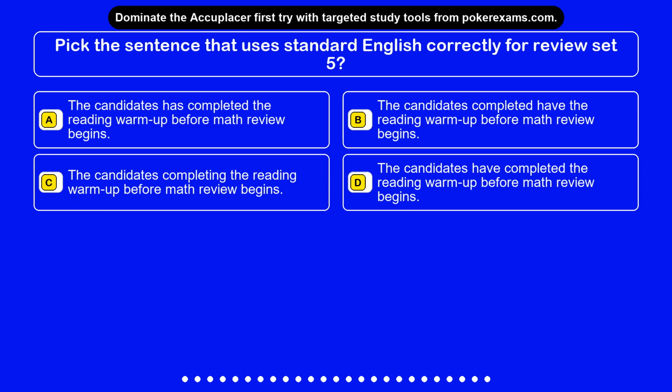Question 20. Pick the sentence that uses standard English correctly for review set 5. Option A. The candidates has completed the reading warm-up before math review begins. Option B. The candidates completed have the reading warm-up before math review begins. Option C. The candidates completing the reading warm-up before math review begins. Option D. The candidates have completed the reading warm-up before math review begins.